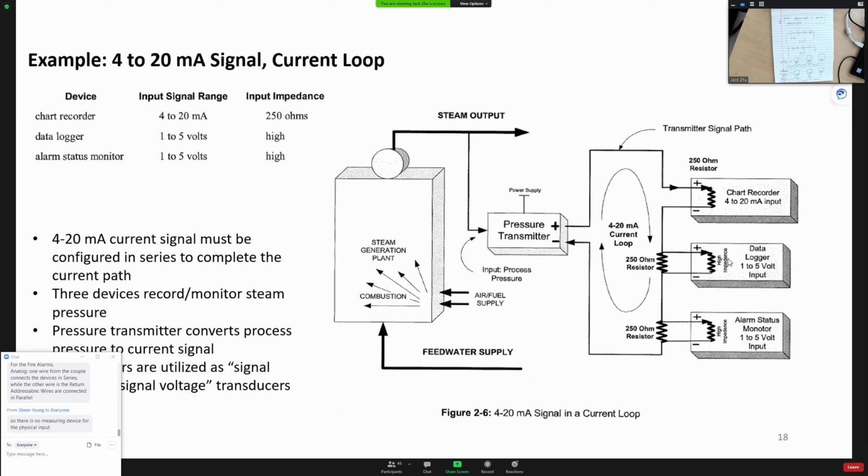Second thing, for the high impedance, if you're driving a current through, the voltage will be too high. So they actually use external resistance to convert that 4 to 20 milliamp current signal into a 1 to 5 volt voltage signal.